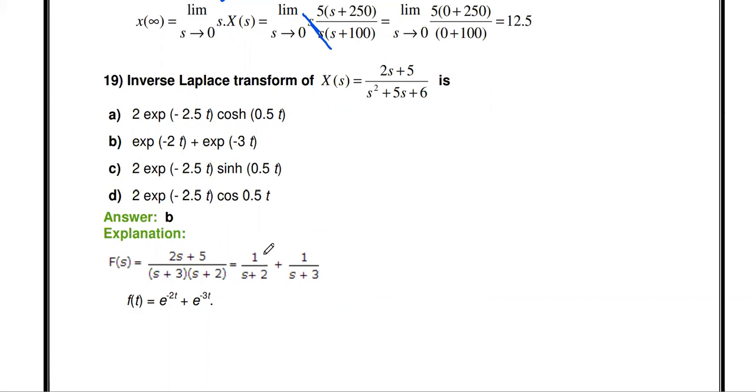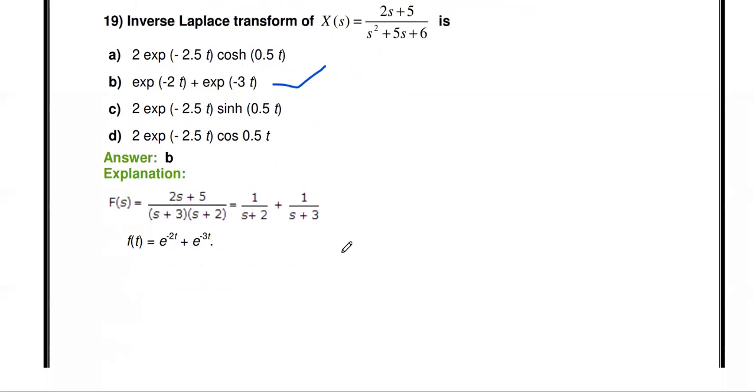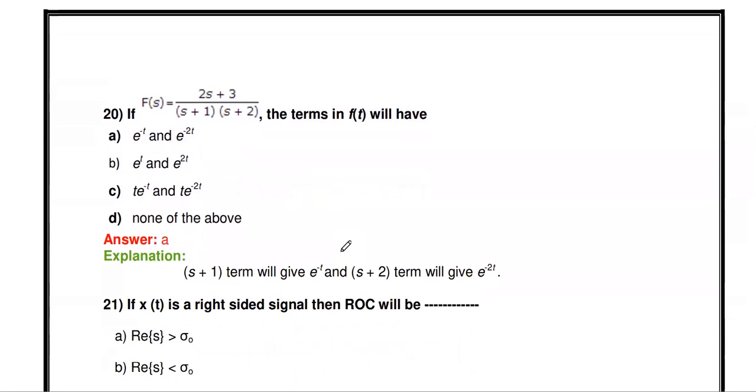Then we have to take the inverse Laplace transform. For 1 by s plus 2, according to the standard Laplace transform pair, e power minus at u of t has the Laplace transform 1 by s plus a. So the first signal has the inverse Laplace transform e power minus 2t u of t. Similarly, this one has e power minus 3t u of t. So B is the correct answer: e power minus 2t plus e power minus 3t. This is the inverse Laplace transform.